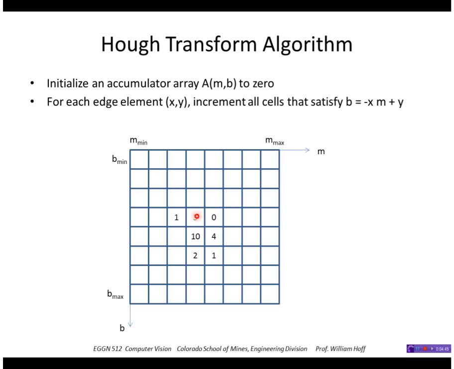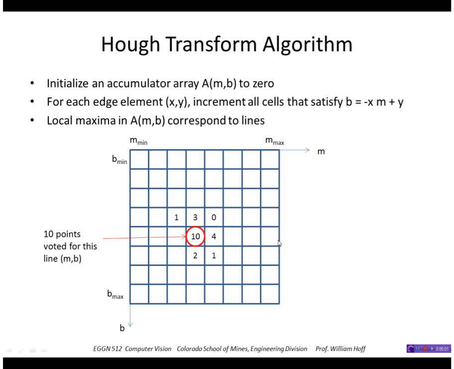And every time we find one, we increment that cell. Then we look for peaks in this array, and those correspond to lines that pass through many edge points. So for example, this cell containing a 10 means that 10 edge points voted for that line.